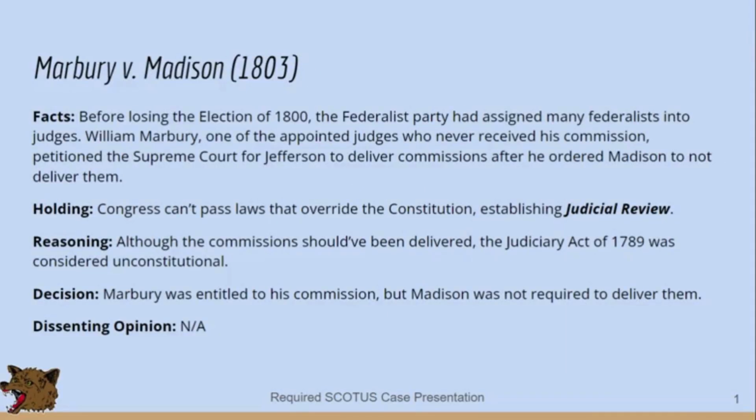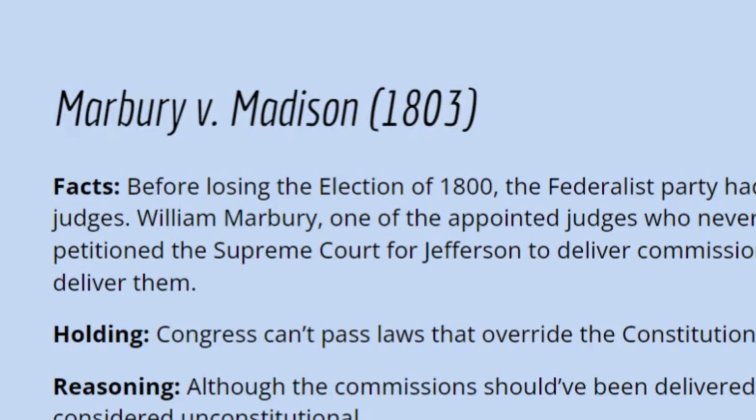The first case is Marbury v. Madison, 1803. Facts. Before losing the election of 1800, the Federalist Party had assigned many Federalists into judges. William Marbury, one of the appointed judges who never received his commission, petitioned the Supreme Court for Jefferson to deliver commissions after he ordered Madison not to deliver them.